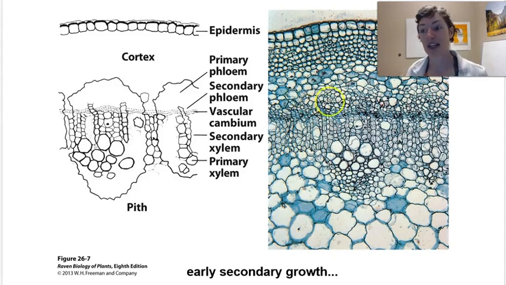So all of our phloem can get reused, but our xylem cells are dead. So they, once made, stay, and they stay on the inside, and so we start growing outward. And we're just depositing basically all of these dead tissues in the inside of this woody stem. So this is early secondary growth.